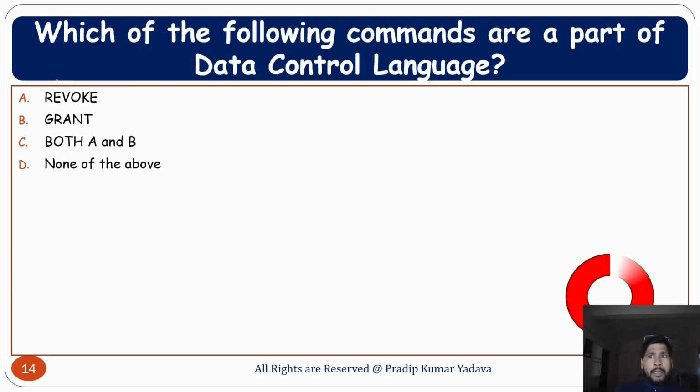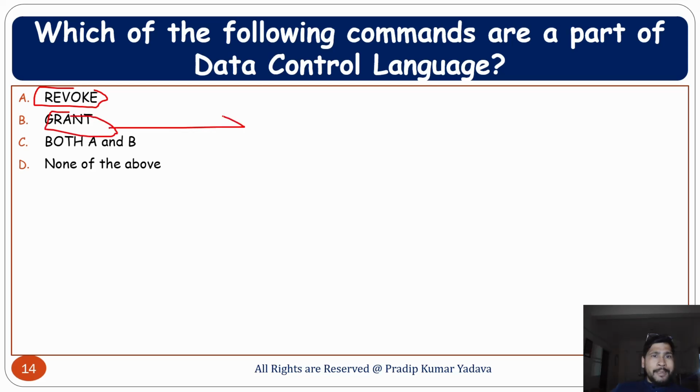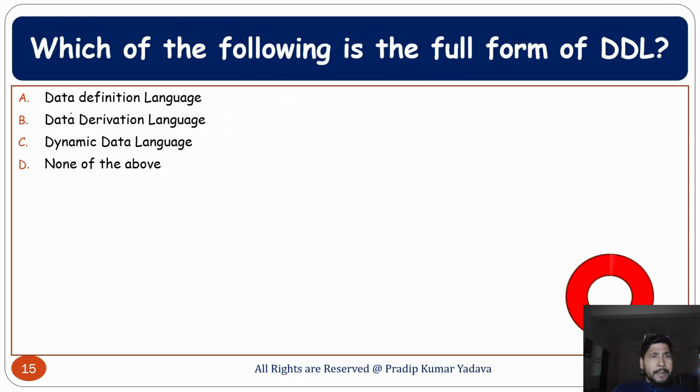Which of the following commands are part of data control language? So basically, in data control language, there are two commands which are mostly used for controlling the data. That is revoke and grant. Grant means you are giving permission to someone to access the data. Revoke means withdrawing the privilege to access the data. So here we are taking back permission from a person or a user, and here we are giving permission.